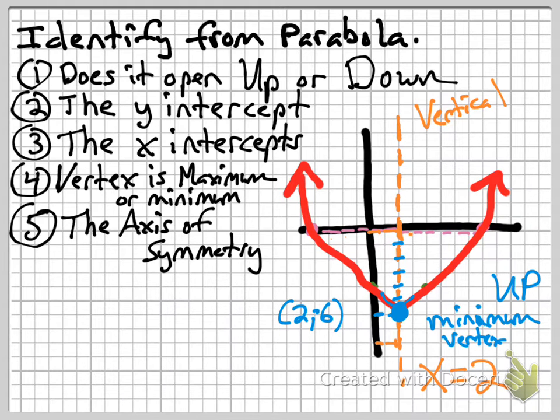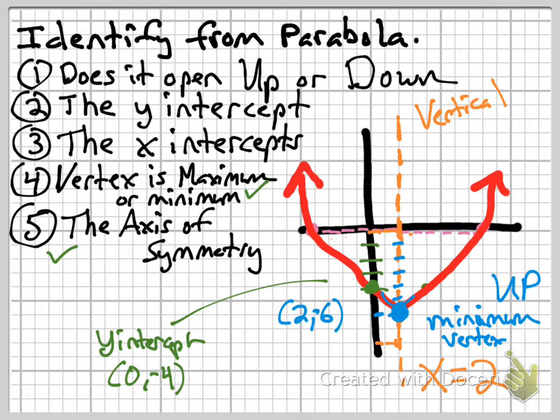Next characteristic is the Y-intercept. So there's the Y-intercept. The Y-intercept, remember, is going to be x equals 0. 1, 2, 3, and it is -4 for the Y because it went down. So we got our axis of symmetry and we named it. We got our vertex identified and named it with its coordinates and that it's a minimum.